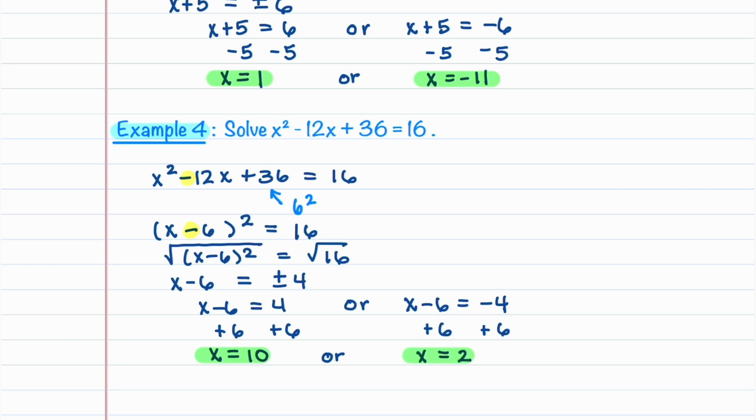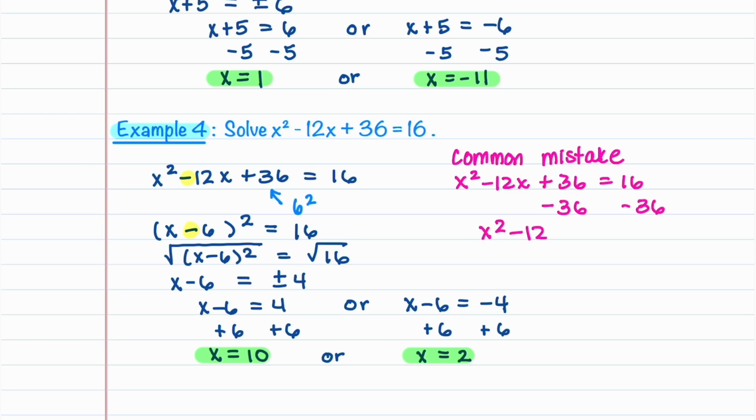Before we end the video, I want to show you a common mistake that I see students make all the time. So let's just label this common mistake. I even see students make this mistake when I teach calculus. Let me go ahead and write down our problem. We have x squared minus 12x plus 36 is equal to 16. Here's the mistake that I see students make. They'll subtract 36 from both sides and get x squared minus 12x is equal to minus 20.